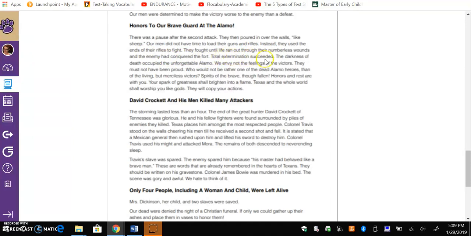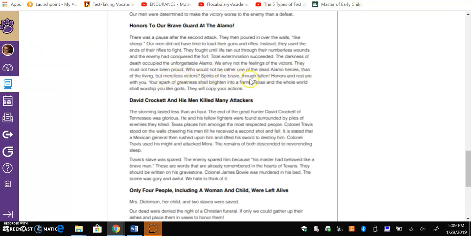Total extermination succeeded. The darkness of death occupied the unforgettable Alamo. We envy not the feelings of the victors. They must have not been proud. Who would not be rather one of the dead Alamo heroes than of the living, but merciless victors?